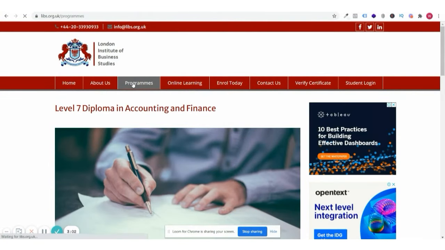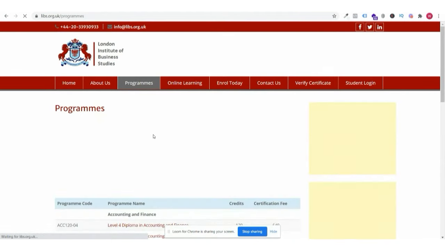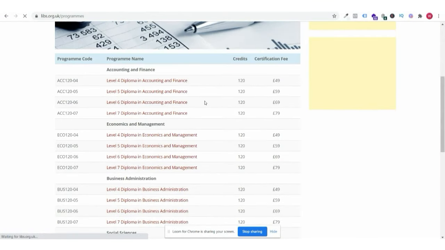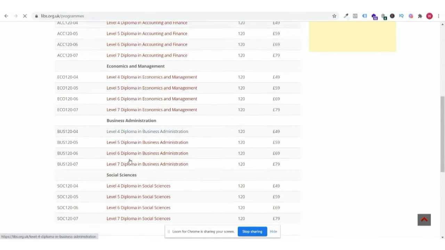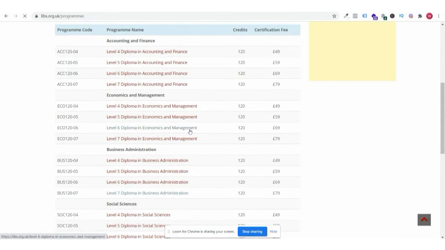Same thing for the other school. You can check out libs.org.uk to learn more about this school. That's how to get to this school.